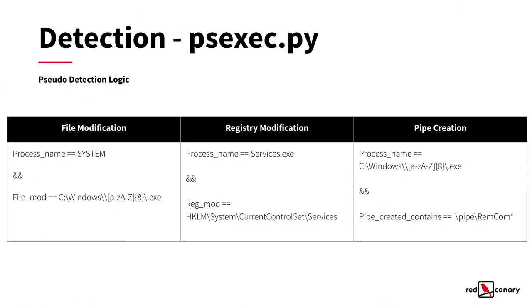And then if we were going to go about querying or searching for this data, I have some pseudo detection logic that, at a high level, takes the Sysmon data and puts it in a query format. So we have System looking for a file being created in C:\Windows, that service binary. Service being created, that one probably will be pretty noisy depending on the endpoint activity, so maybe false positive prone there. And then that pipe creation. So that service binary creating a pipe that starts with RemCom.